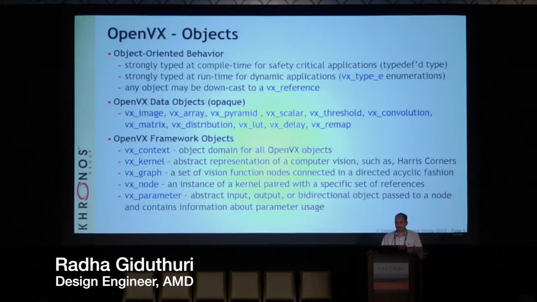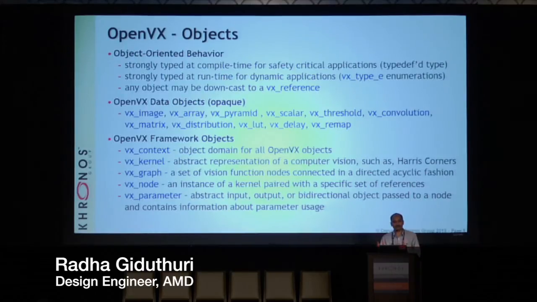OpenVX objects are strongly typed at compile time for safety critical applications, and also strongly typed at runtime for dynamic applications. You can take an OpenVX object and downcast it to a VX reference, and that reference will retain what type of object it is, whether it's an image or an array or a pyramid. So for dynamic applications like that, all these objects are very opaque, and the strong types are very essential.